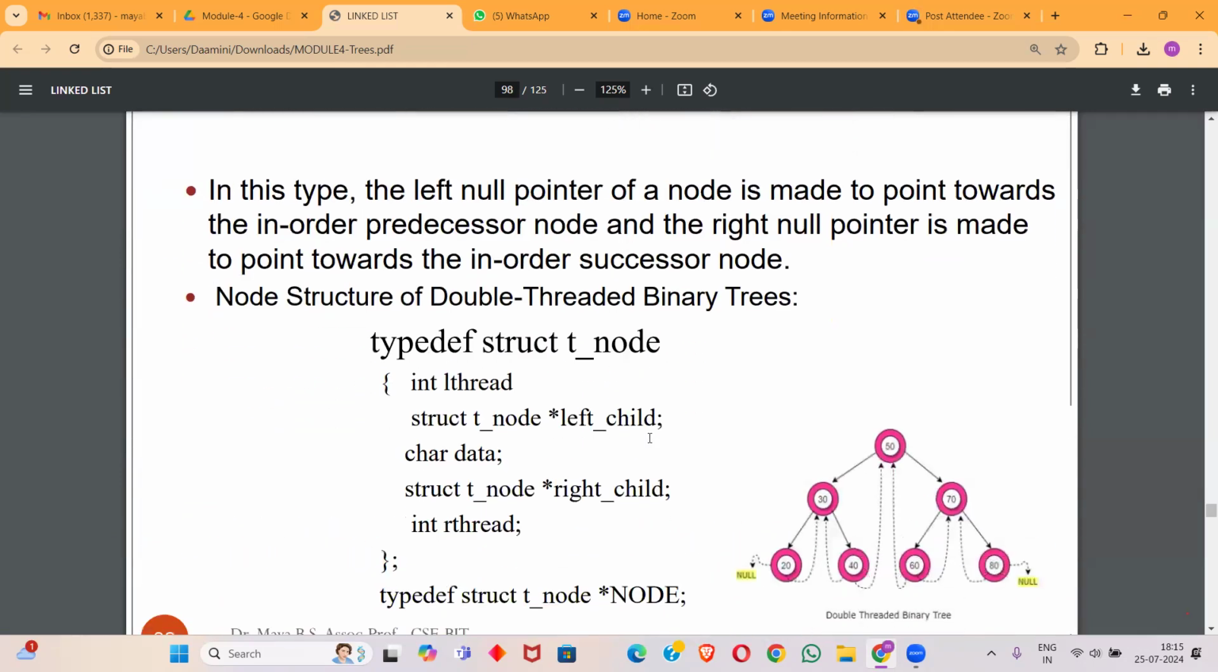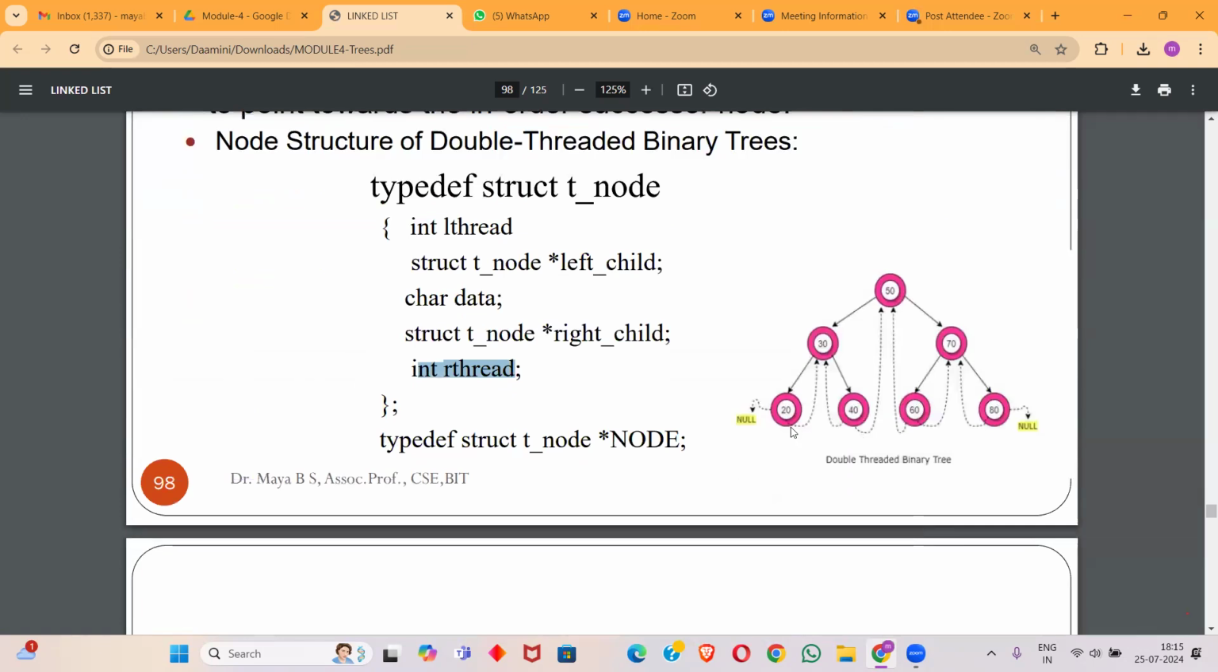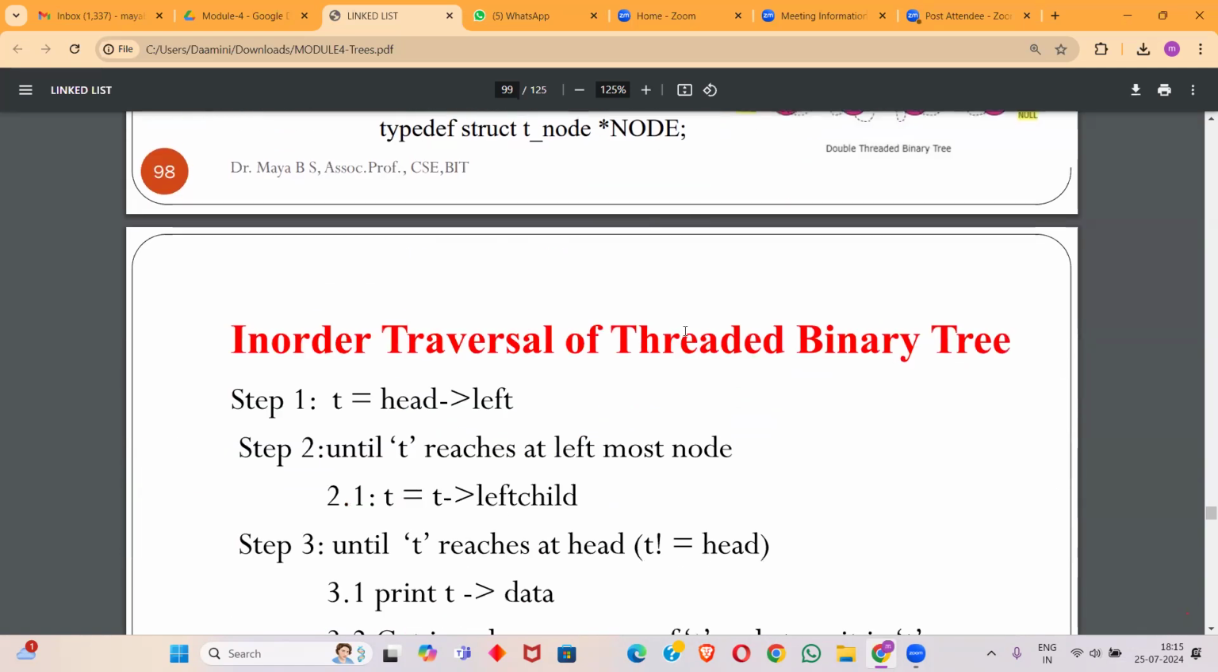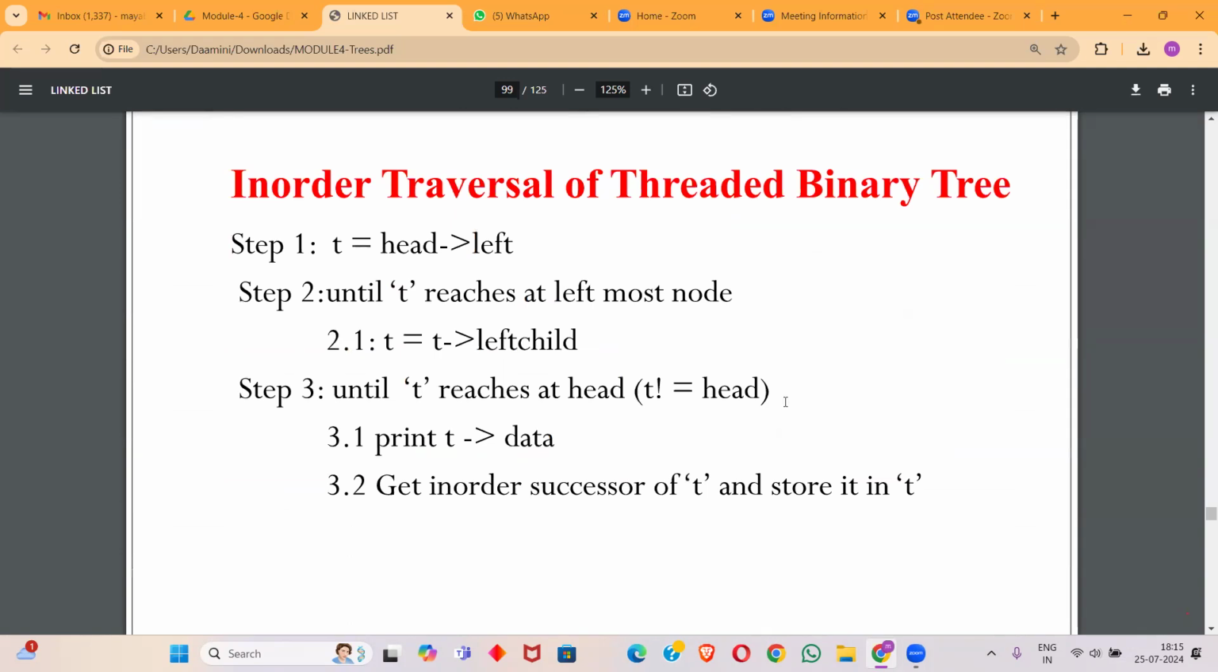So what is the double threaded? We have both the pointers: int left thread, int right thread. Assume I am giving this right thread, and again I am giving the left also. So I am giving both left and right threads. That tree has both left and right threads, and I can construct it like that. It is called a double-ended tree. This is what we need to cover.